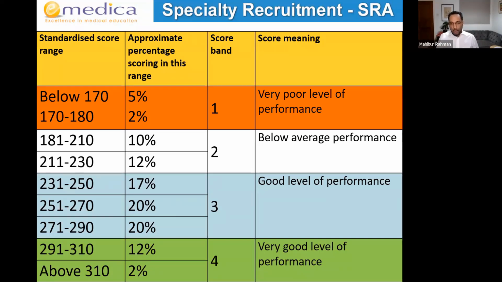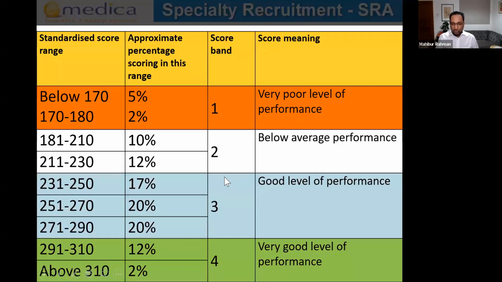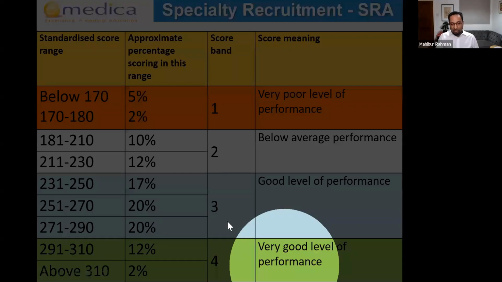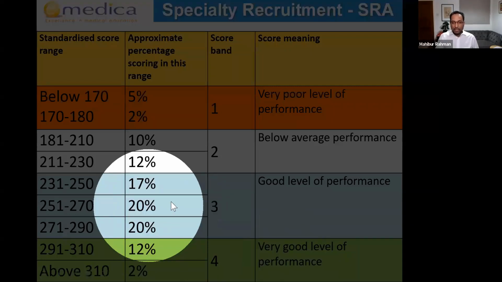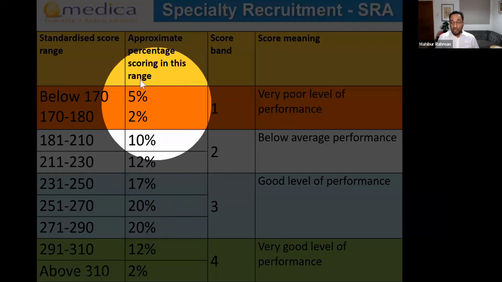But to give you a rough idea, band 1 is a very poor level of performance, okay? Band 2 is below average, band 3 is good, band 4 is excellent, okay? Look, only the top sort of 14% are in band 4, all right? About just over half will be in band 3, and then band 2 is about 20-something%, and the bottom 7% are going to be in band 1.